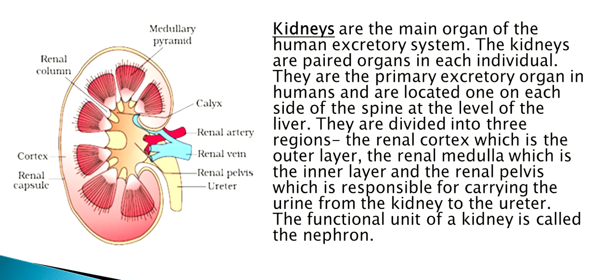They are the primary excretory organ in humans and are located one on each side of the spine at the level of the liver. They are divided into three regions: the renal cortex, which is the outer layer, the renal medulla, which is the inner layer, and the renal pelvis, which is responsible for carrying the urine from the kidney to the ureter. The functional unit of a kidney is called the nephron.